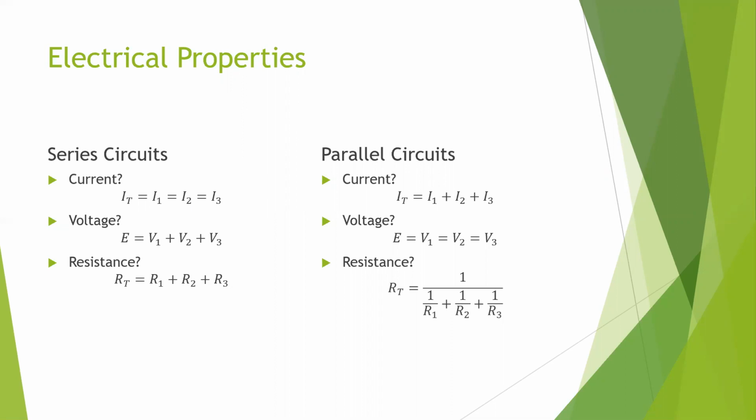For parallel circuits, we understand that current is going to be equal to the sum of the current of each of the branch circuits, right? We know that our total voltage will equal the voltage across each one of those branch circuits. They're all going to be the same. And our resistance is that total resistance formula, or the reciprocal formula that we just learned about.